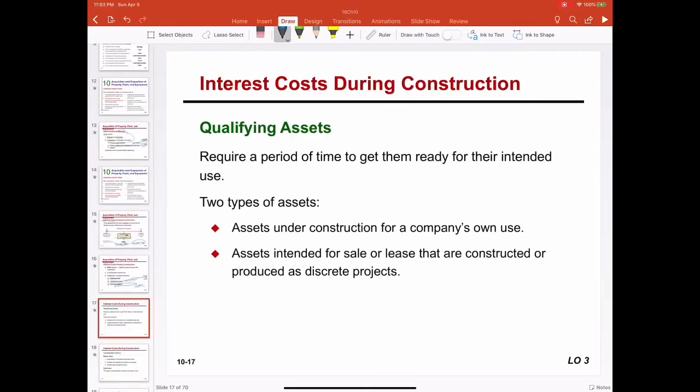There are two types of assets that are qualified. The first one is assets under construction for self-use. That means this asset is constructed for the firm's own operating purpose. The next one is for sale or lease. No matter for what purpose the asset is under construction, we should consider the overhead cost, specifically the interest cost, as part of the value of the asset.